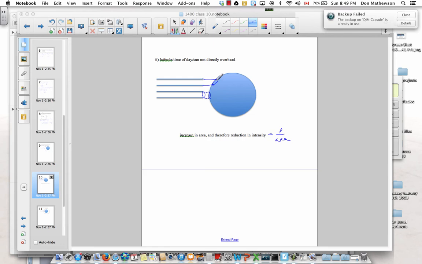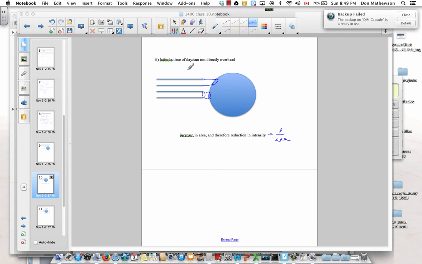And of course, ultimately, this is why it gets cold in the winter, especially up here in Canada, because we're at a higher latitude, and therefore the sun's energy gets spread out over a really large area. It's less intense. The days and nights cool down, and so on and so on.